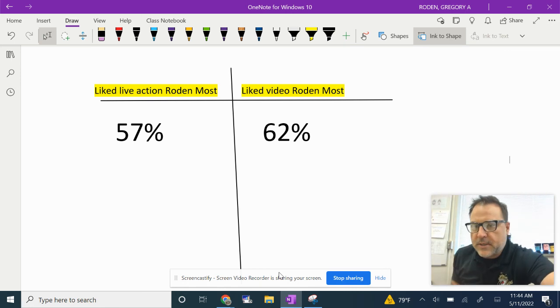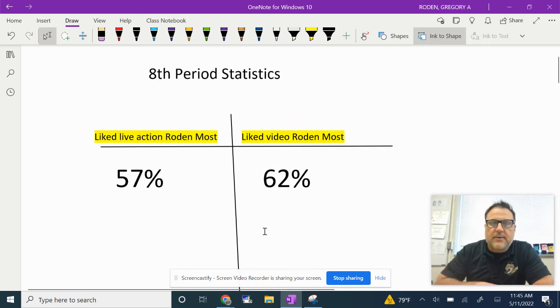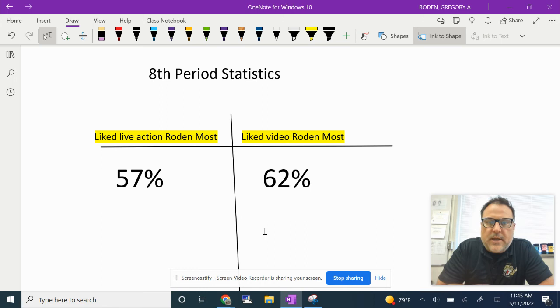What I did yesterday is I pulled my best and brightest students in eighth period, and I let them decide what they wanted me to do for the lesson today. The eighth period statistics turned out like this: 57% of the students said they liked live action Roden the best, and 62% liked video Roden most. So we're going to go with the slightly higher score for video Roden over live action Roden. So we're going to use video today.